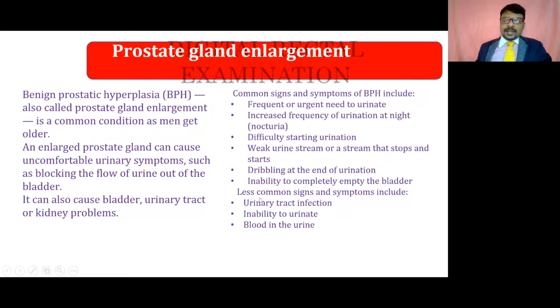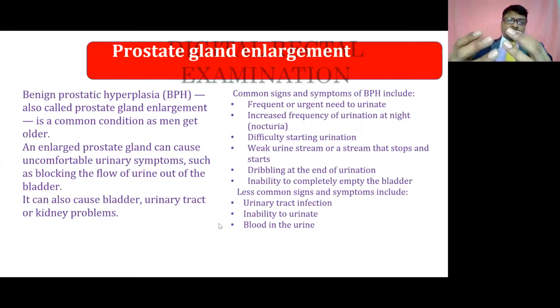The less common signs and symptoms are urinary tract infection, inability to urinate, and blood in the urine. The urinary tract infection is because of the urinary retention. If the urine is not cleared from the bladder, it becomes stagnated. If any waste material stays a prolonged time in the bladder, it may produce infections. This is the causative factor for urinary tract infections.